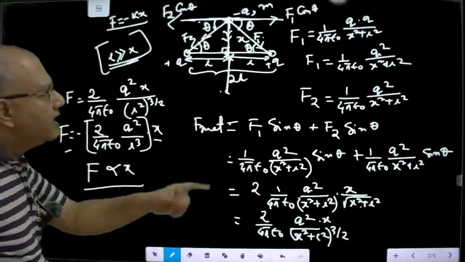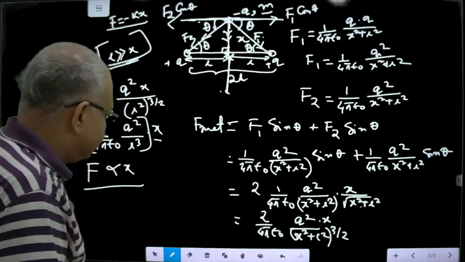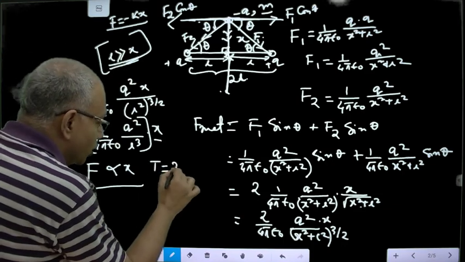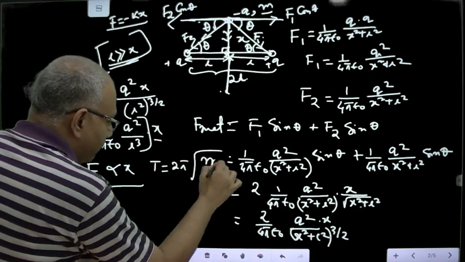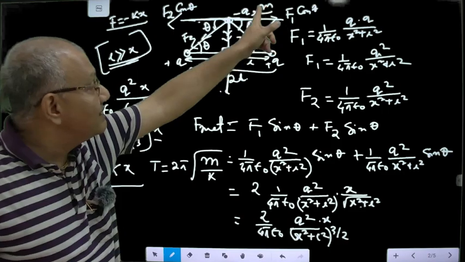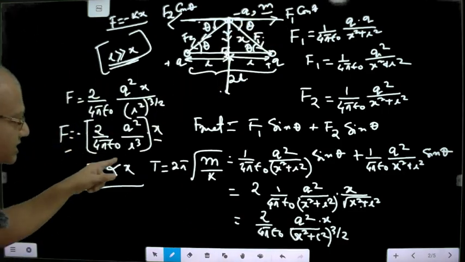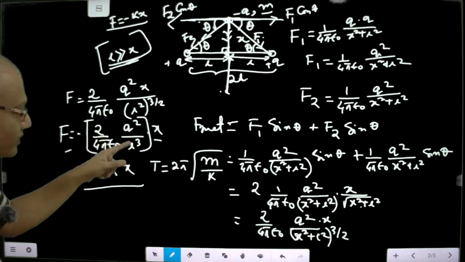Therefore, if the mass of this charged particle is M, we can tell that the time period of the oscillation is 2 pi root M by K. What is the value of K? The mass is known. What should be the value of K? This is a total constant. This part: 2 by 4 pi epsilon naught Q square by L cube.